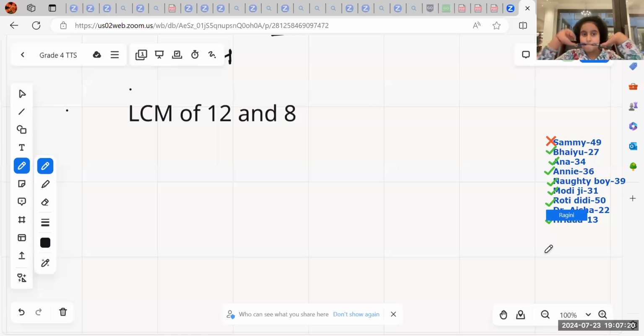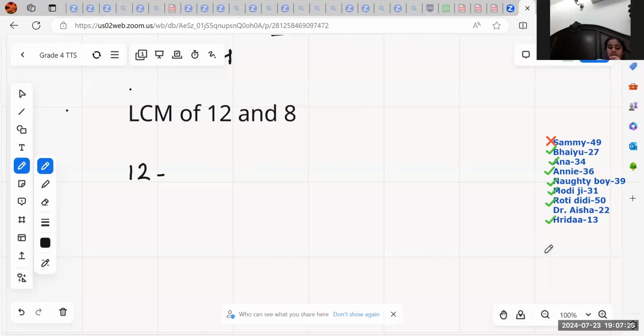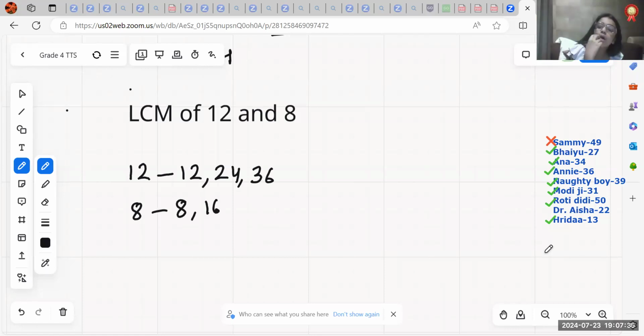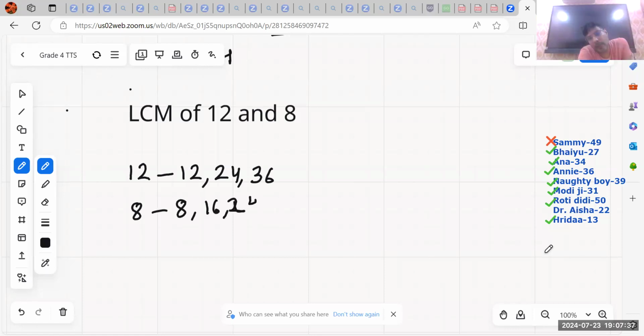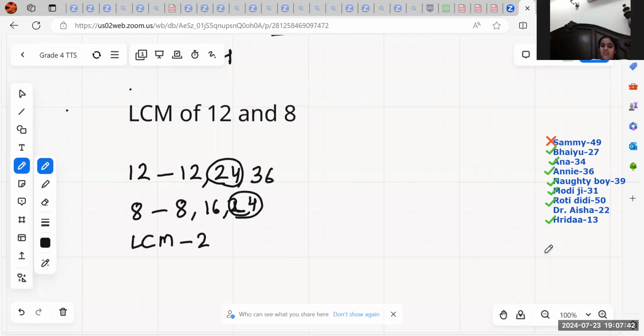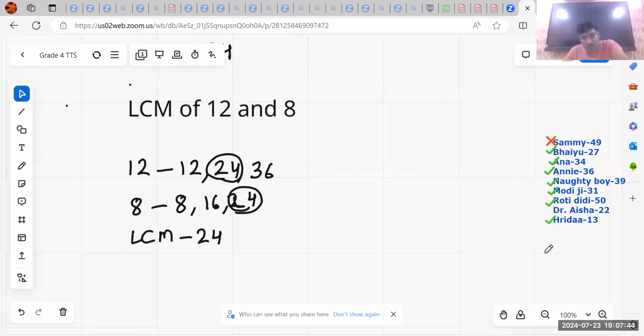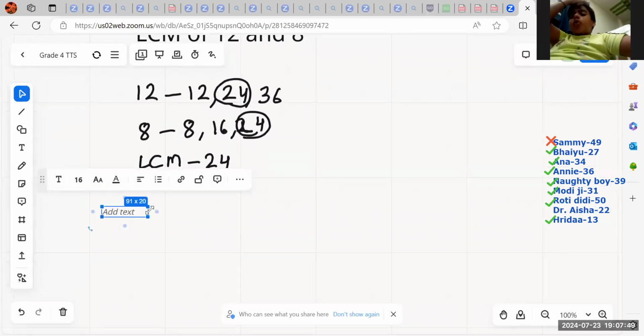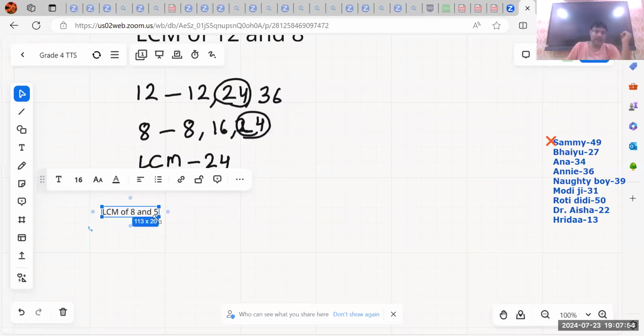So Dr. Aisha, what's your answer? Sir, 24. 24 is correct. The multiples of 12 are 12, 24, 36. But I know 24 already comes in the table of 8: 8, 16, 24. So my LCM would be nothing but 24. Yes, you can do it orally. Sir, I have also done it orally. So find the LCM of 8 and 5.